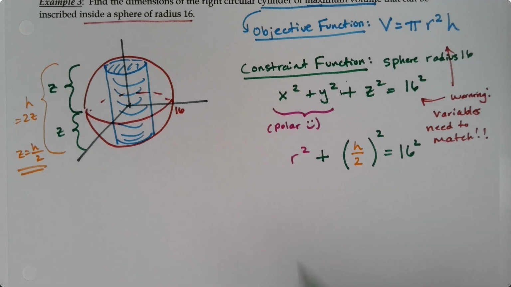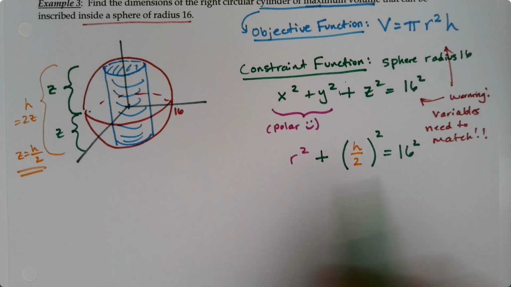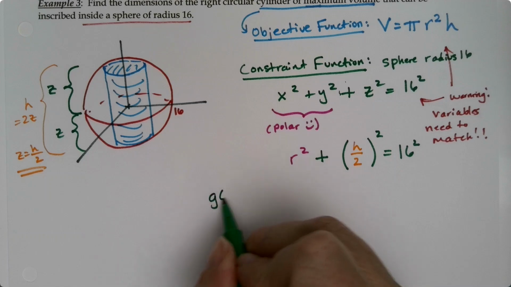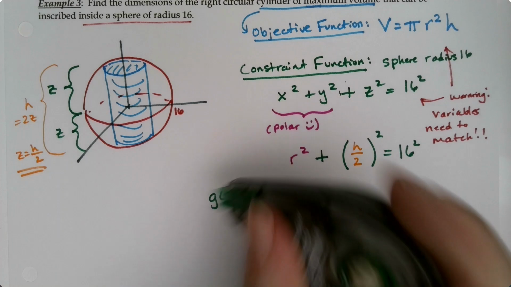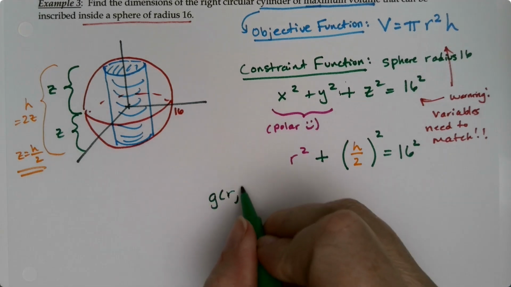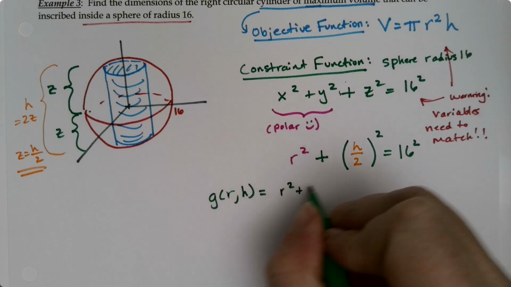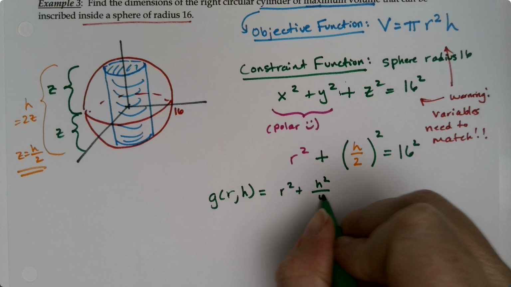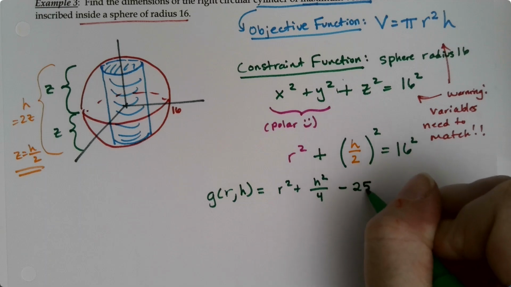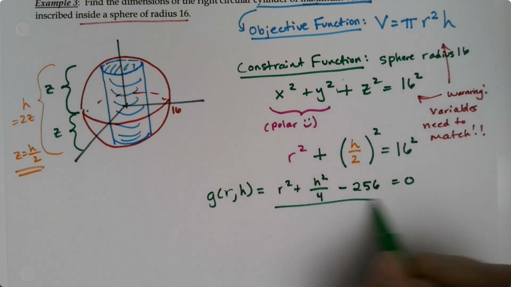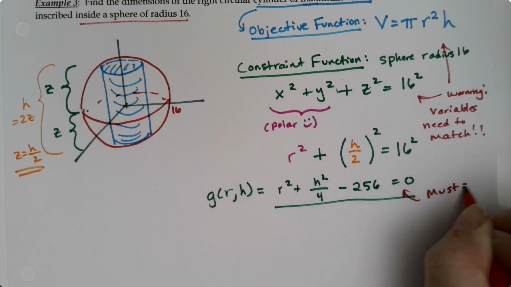The only other thing is that the constraint function must be equal to 0, and this is not equal to 0. So our constraint function, g of, and it's not going to be x and y, I was about to write x and y, but g is actually in r and h. That would be r squared plus h squared over 4, just distributing that, minus 256 equals 0. Your constraint function must equal 0.